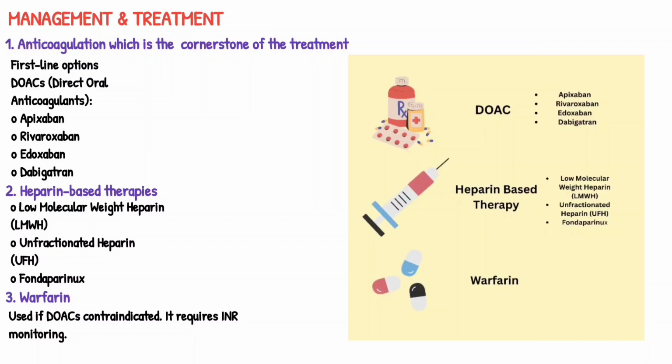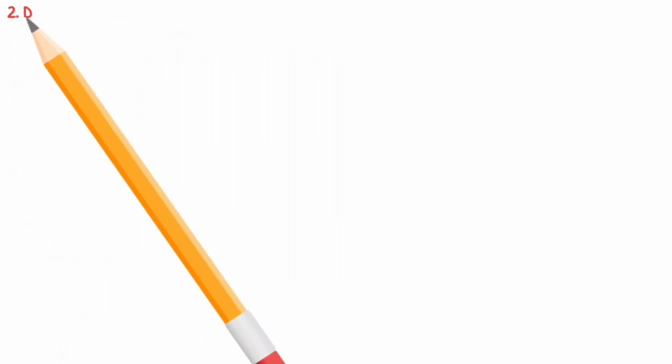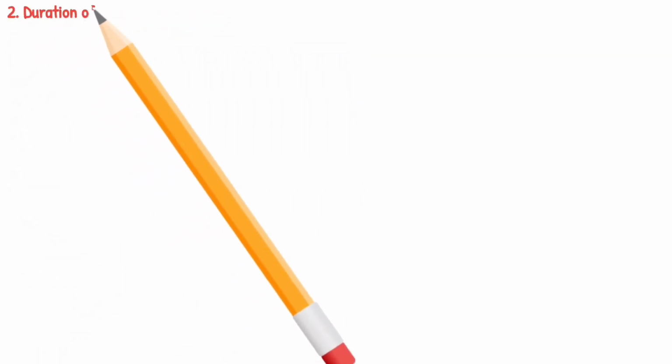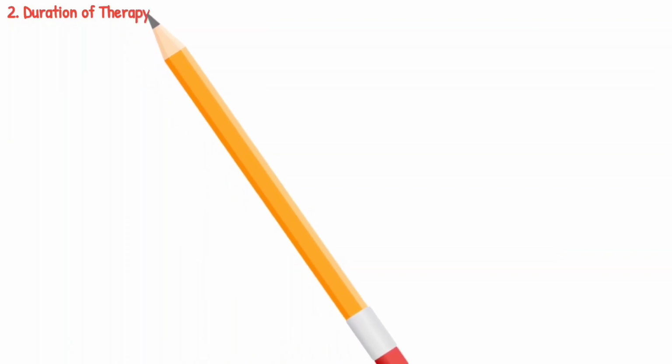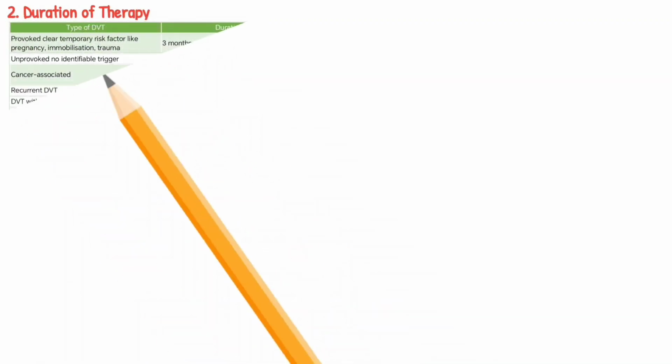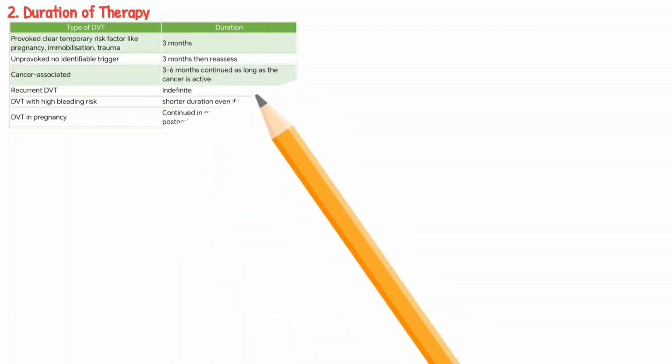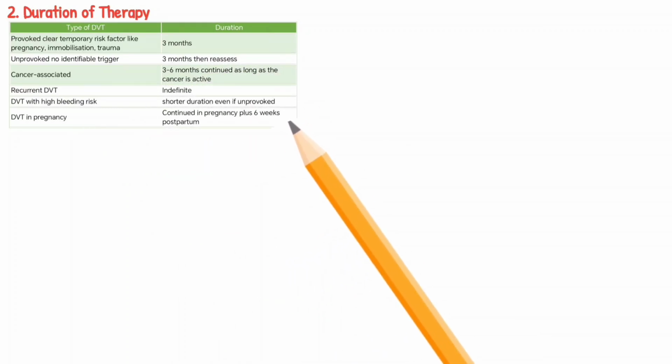Now we will talk about the duration of therapy, and this depends on the cause and how high the risk of recurrence is, and we have to evaluate the risk of bleeding versus benefit. According to the cause of DVT, it can be provoked if there is a clear temporary risk factor like pregnancy, immobilization, or trauma. In this case, the duration of treatment will be 3 months.